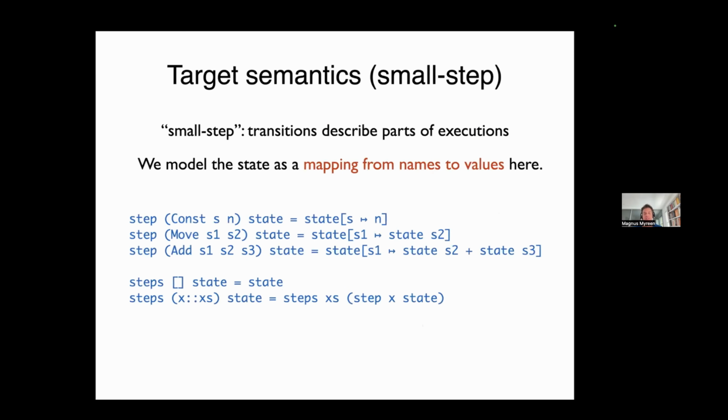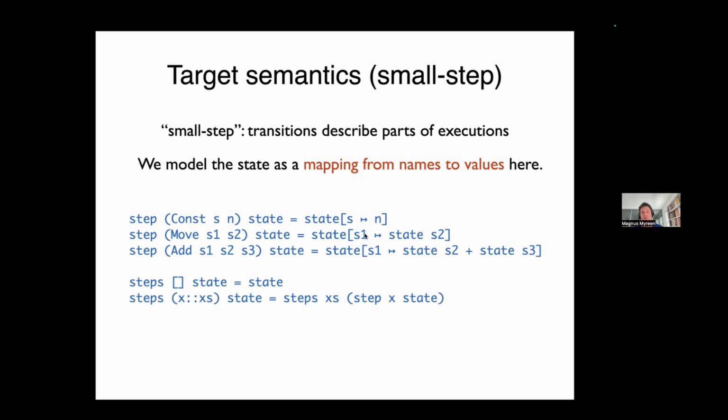And then the target semantics is written in small step style. Here, a state is a mapping from names to values. And so we have a step function that, given an instruction and a state, gives you the next state. And here, there's no such thing as failing. It always just works. So when you run a constant instruction, it updates the state so that the key S now points to the value N. The move instruction is very similar.